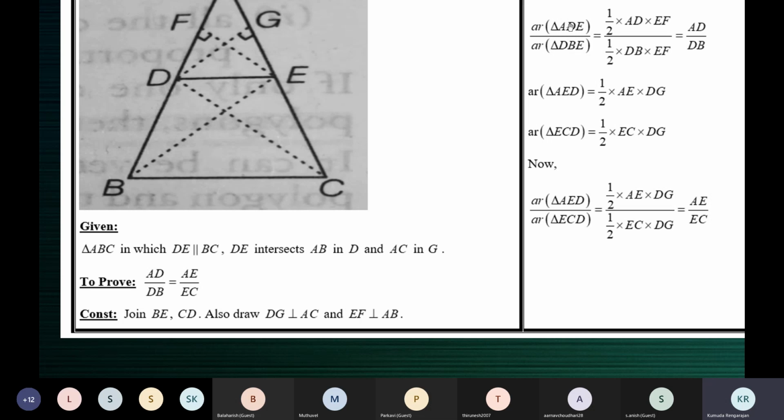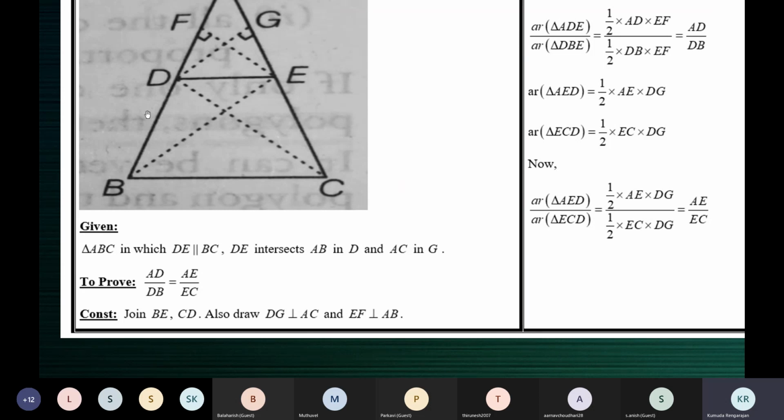So if the area of ADE, the numerator here, says 10, supposing. The denominator triangles are different, but they have the same area. So if this is 30, this is a different triangle, but it has the same area 30. So you have 10 by 30 here, 10 by 30 here, 1 by 3, 1 by 3. So these two ratios are the same. Therefore, AD by DB is equal to AE by EC.